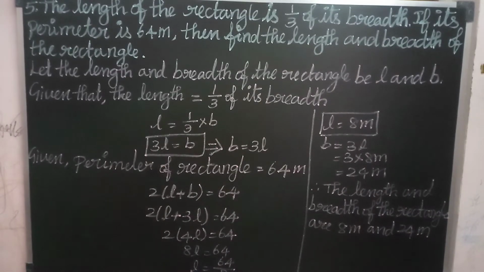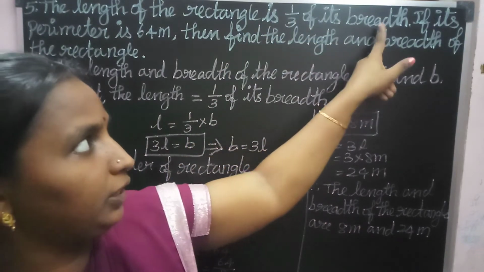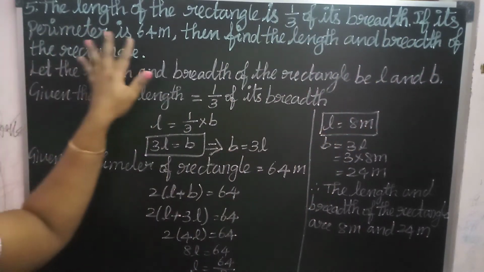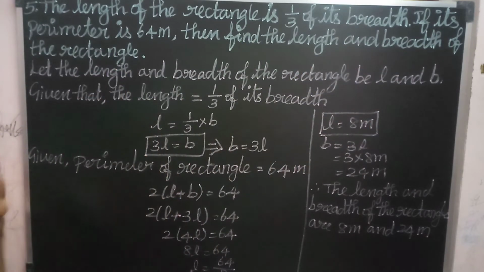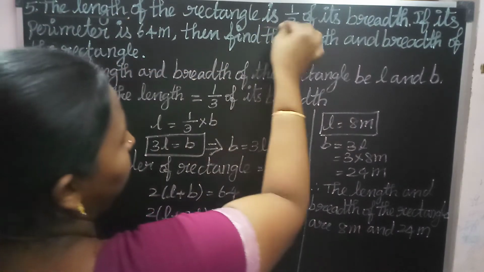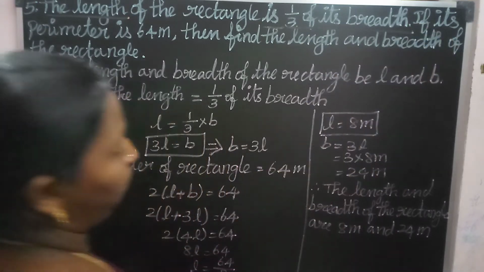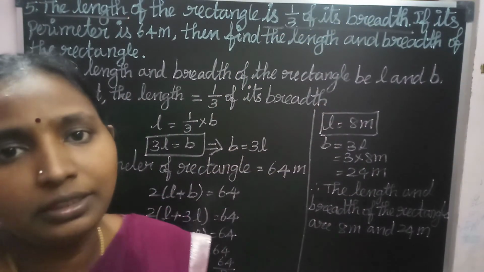So fifth one, the length of the rectangle is 1 by 3 of its breadth. If its perimeter is 64 meter, then find the length and breadth of the rectangle. So there is one rectangle. The length is 1 by 3 of its breadth, 1 by 3 into its breadth.